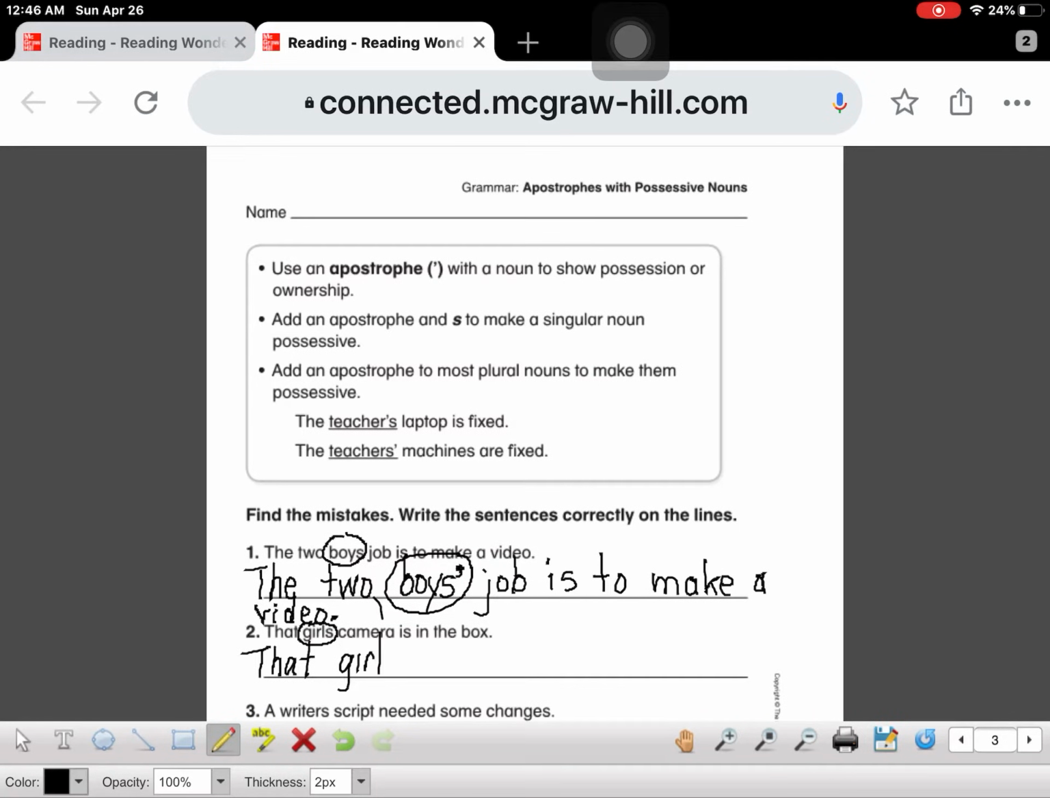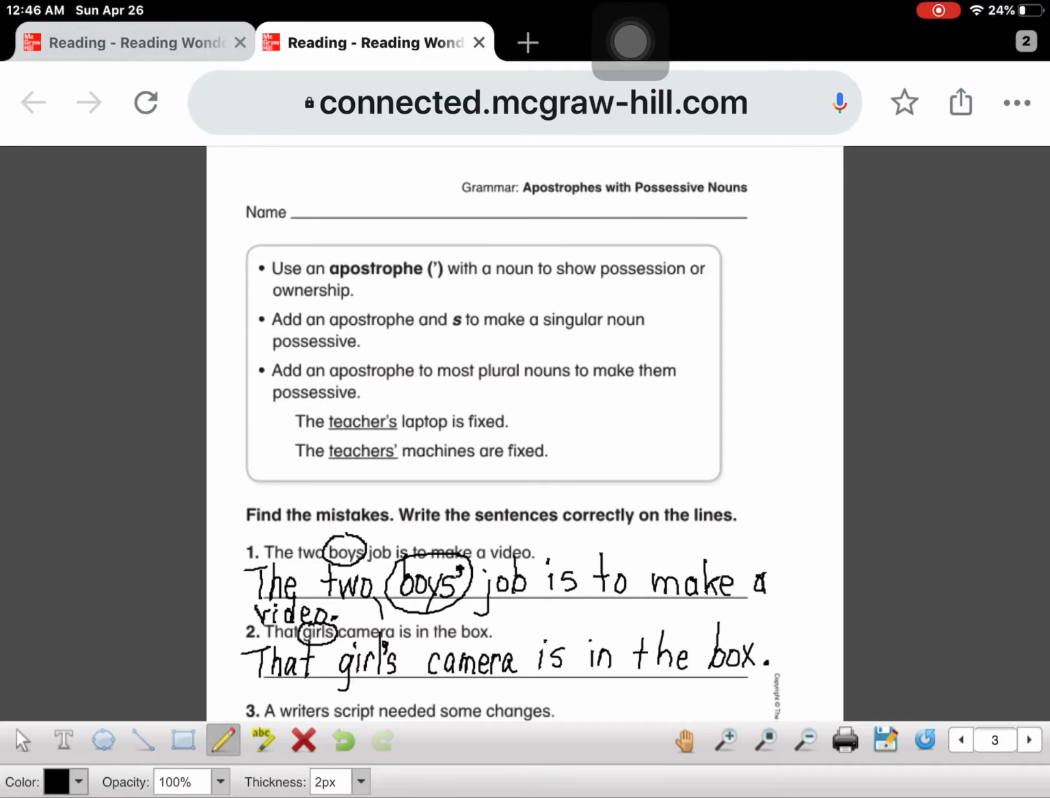Girls apostrophe S. See that? Apostrophe S. Girls camera is in the box.